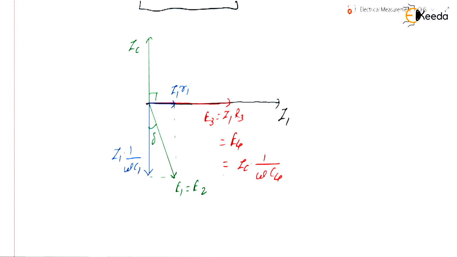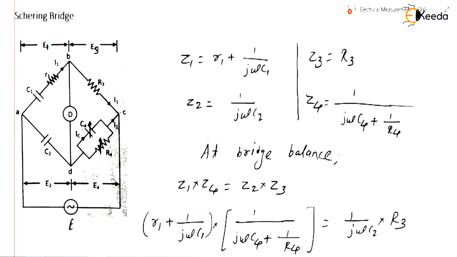Now the addition of E1, E2 and E3, E4 is nothing but the phasor for E. So we can draw the phasor for E. Please try to understand. This is the phasor for E. Are you getting the point? So this is about the phasor diagram of the Schering bridge. This bridge is used for measurement of capacitance. Thank you.